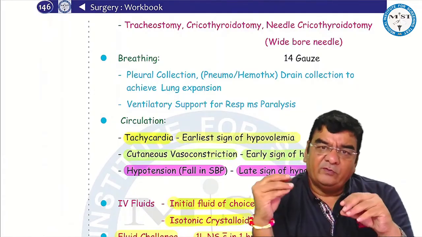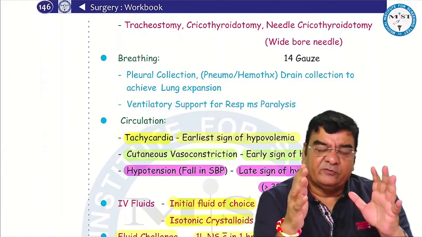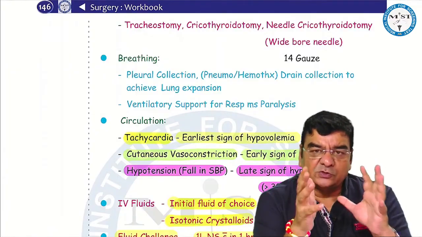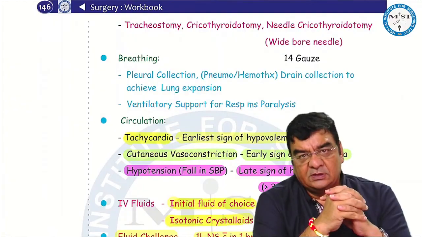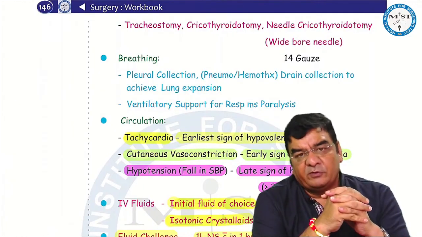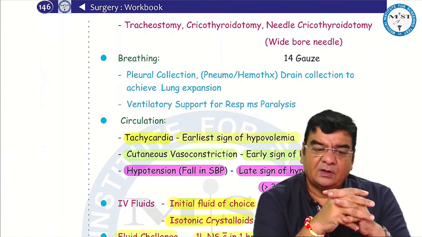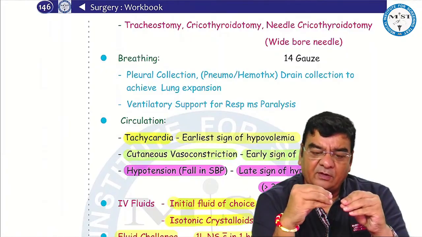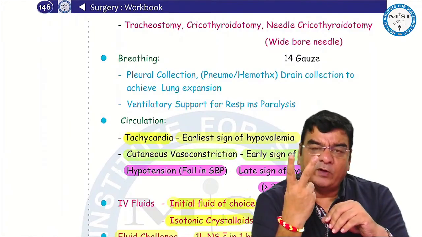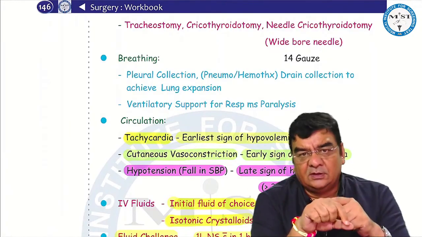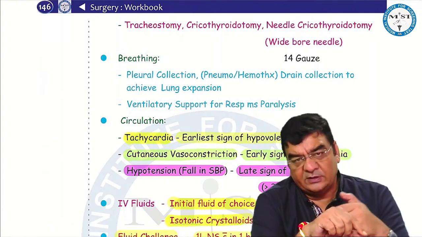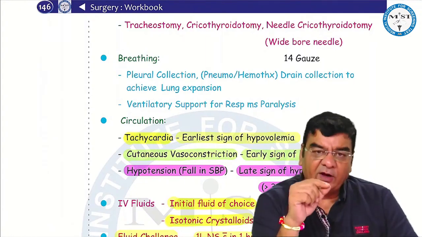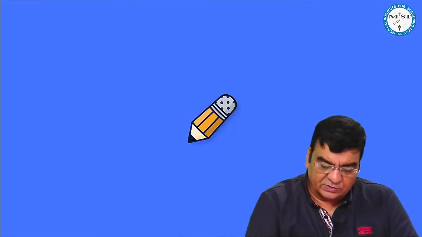Now, when we have to pump in crystalloids, generally we prefer using normal saline, but in those situations where there is metabolic acidosis, like in burn patients, there we prefer using Ringer lactate. When we have to pump in this normal saline, we put two wide bore cannulas, because if one cannula gets blocked, then at least the other cannula is patent. And generally a wide bore IV cannula is used in these situations.